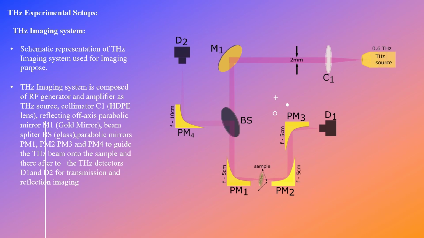Finally it is detected by the D1 and D2 detectors, where D1 is the detector which collects the transmitted beam from the sample, and D2 is the detector which detects the reflected beam from the sample, where we can get some imaging of the sample.